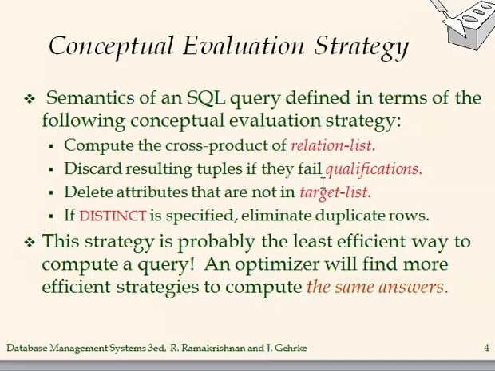Now here it explains the evaluation strategy. What it means is, what is it that we do first? Well, first we compute the cross product of the tables that are listed in the from, then we eliminate the rows indicated by the sigma, the selection, the qualifications, and then we do the pi. And then if that's the case, we do the distinct to eliminate the duplicate rows, right?